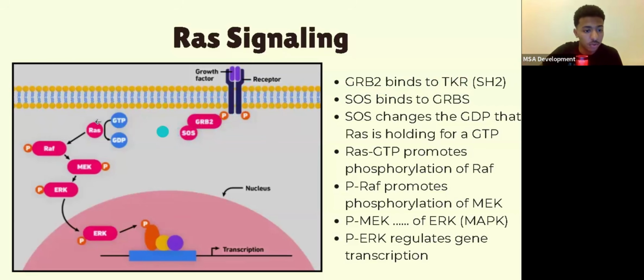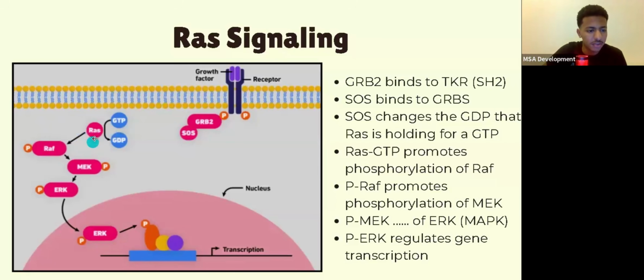Now, SOS is going to go to the inactivated RAS, the RAS which is bound to GDP, and it's going to change this GDP to a GTP. Now recall the similar function which we saw before. SOS is doing a very similar function, actually the exact function, of GEF, the guanine exchange factor.